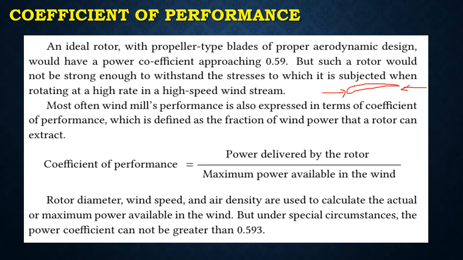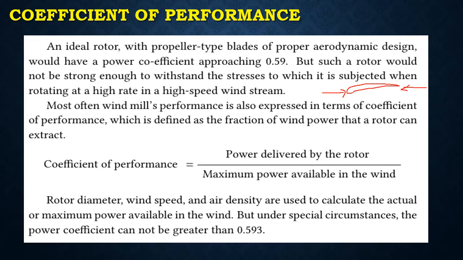Centrifugal stresses are induced because these blades are made up of some composite materials, sometimes some alloys also. Because of rotation, there will always be a centrifugal stress induced in the blades, and these blades sometimes do not withstand that stress and there are chances of breakdown. Therefore, it is not always possible to use aerofoil shaped blades. If we use proper materials to construct these aerofoil shaped blades, then a power coefficient up to 0.59 we can achieve. Most often the windmill performance is also expressed in terms of coefficient of performance.